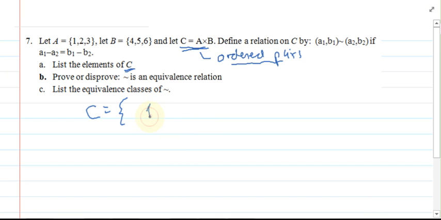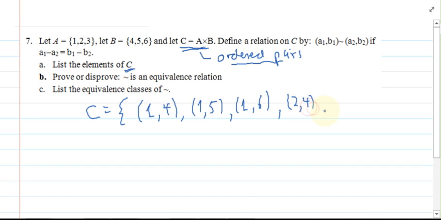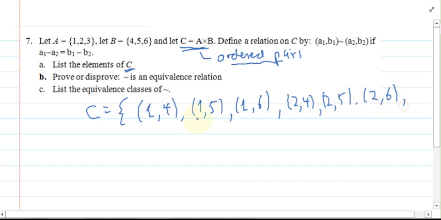Okay, so I could have 1. Then what could be in the second one? Well, any one of 4, 5, and 6. So I have (1,4), (1,5), and (1,6). All right, but that's not all. I also have elements that begin with 2. So I have (2,4), (2,5), (2,6). Now you don't have to list them in this order, but I'm just trying to list them in a systematic way. And the first element could be 3. So I have (3,4), (3,5), and (3,6).